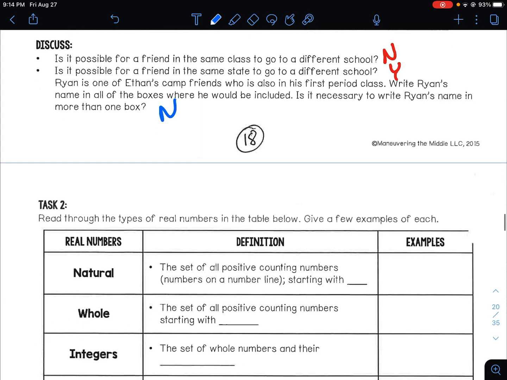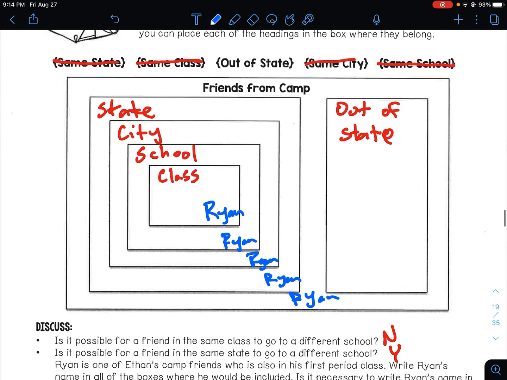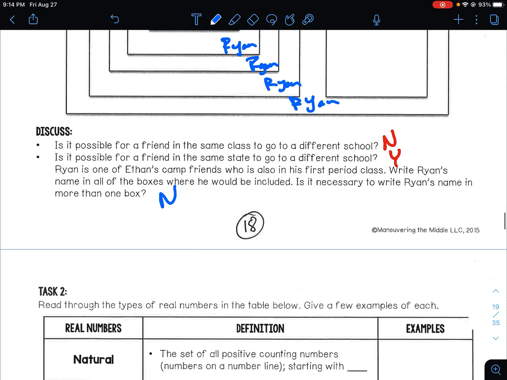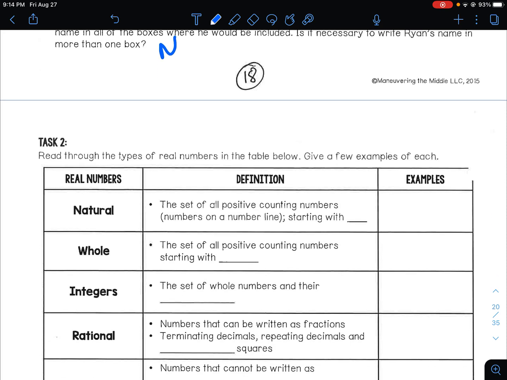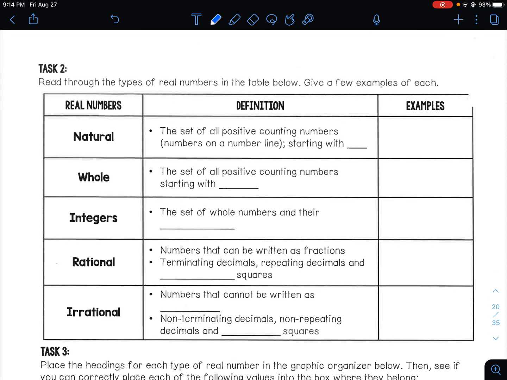What does this have to do with? Well, this has to do with organizing numbers, classifying different numbers. We have many different numbers, and they fall under different categories, such as rational and irrational. We're going to add more categories. So we're going to read through the types of real numbers in the table below and give a few examples of each. Now, all the numbers we're dealing with are called real numbers.